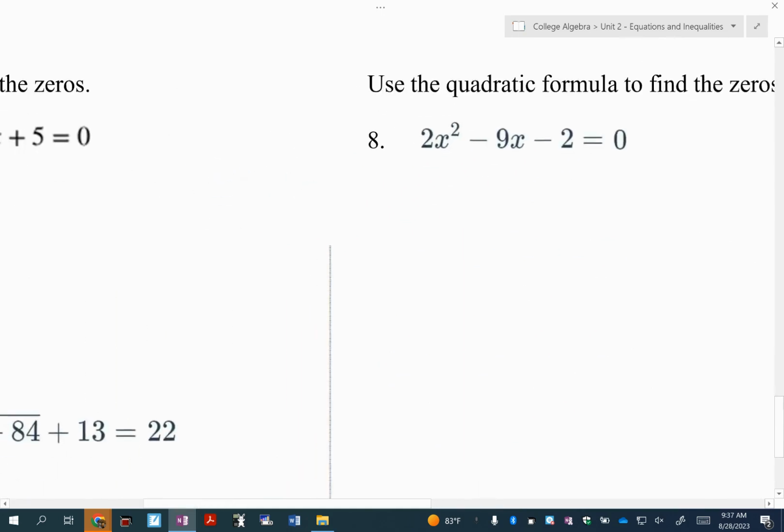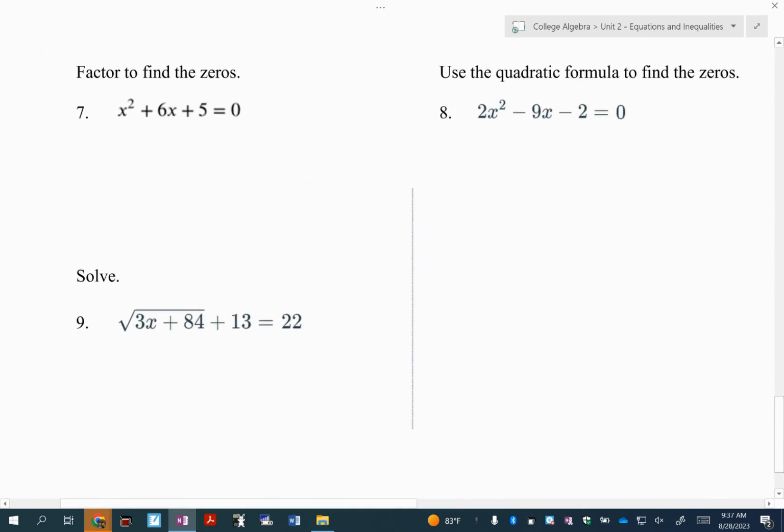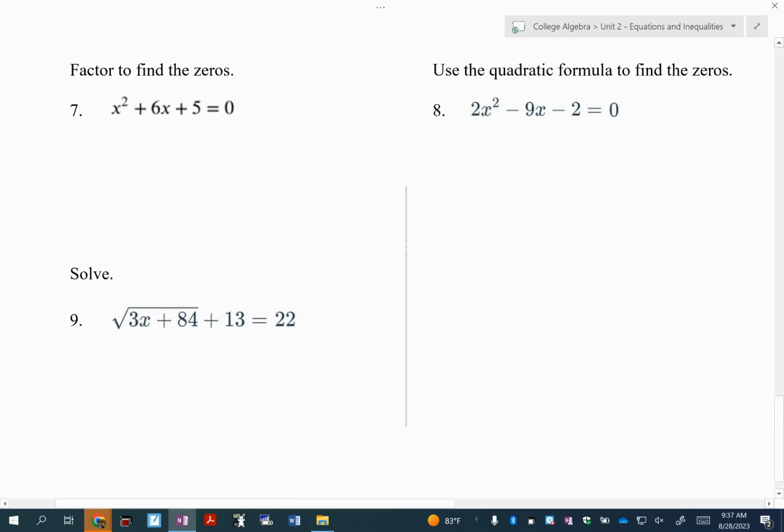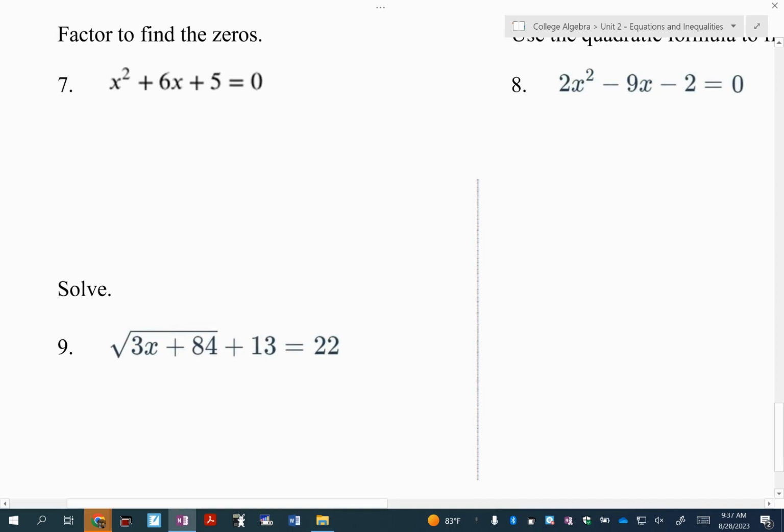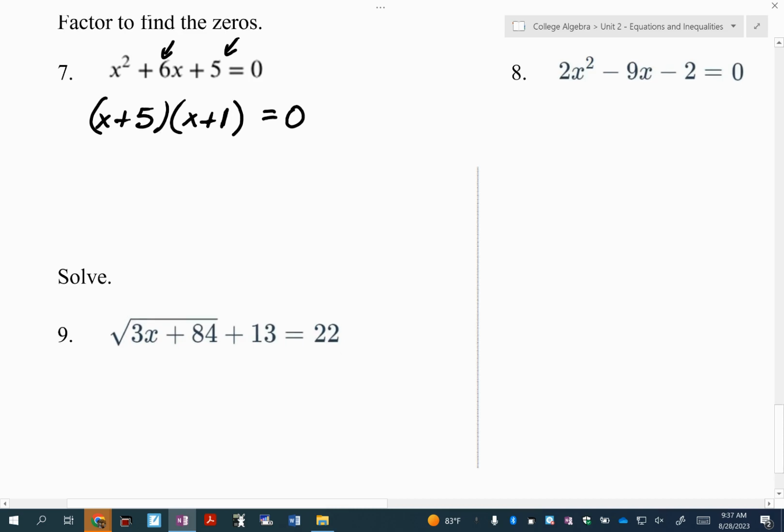Okay, let's move into our last 3 questions, which was moving into quadratics and then solving some other equations besides quadratics. So the first one, number 7, is I want you to solve this quadratic by factoring. So I'm going to write down my 2 binomial parentheses here. So I need factors of 5 that add to 6, which is going to be x plus 5 and x plus 1. 5 times 1 is 5. 5 plus 1 is 6. So set each of those equal to 0. And when you do that, you get your two solutions, x equals negative 5 and x equals negative 1.